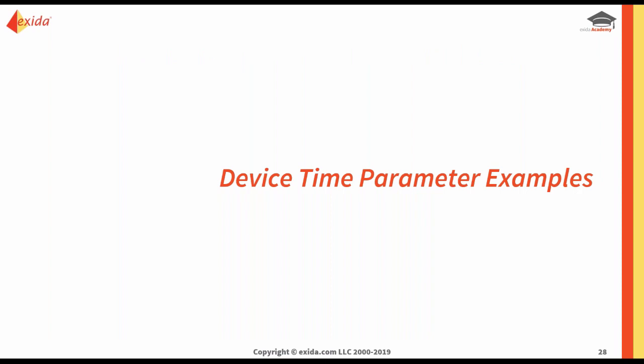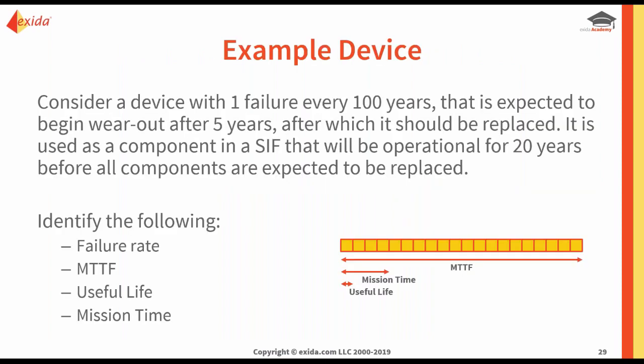So let's basically summarize what we have learned with an example device. Let's consider a device with one failure every 100 years that is expected to begin wear out after 5 years, after which it should be replaced. It is used as a component in a SIF that will be operated for 20 years before all components are expected to be replaced. So now we have to identify for this device the following. What's the failure rate? What is the mean time to fail? What's the useful life? And what's the mission time?